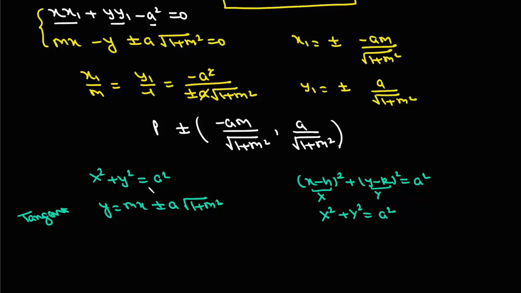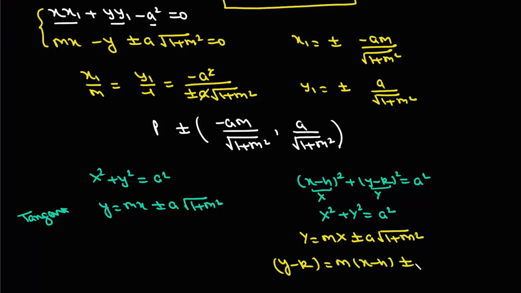Now it is the same as this first form. So we can write the equation of tangent as capital Y equals m times capital X plus minus a under root 1 plus m square. Now we'll replace Y with y minus k. So here it will be y minus k equals m, and this X is x minus h. So it will be x minus h plus minus a under root 1 plus m square.